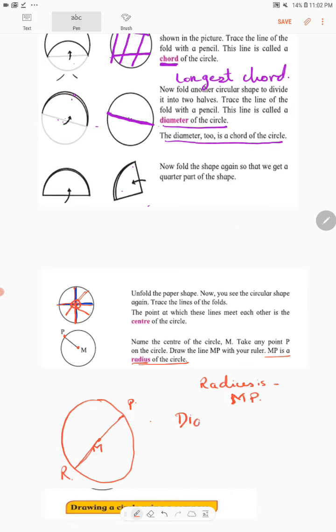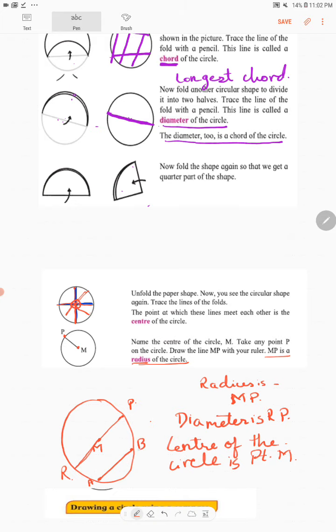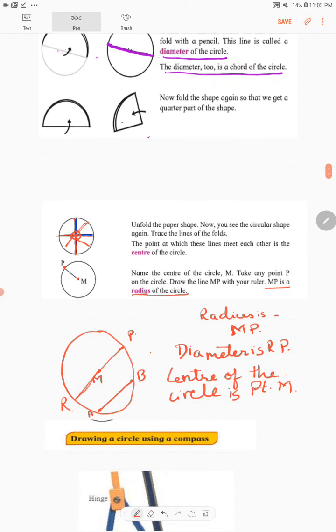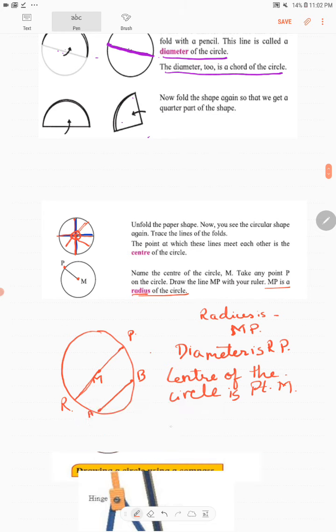So the diameter is RP. What is the center of the circle? The center of the circle is point M. Now what is this? I'll make one more line over here and name it as AB. So AB is the chord.